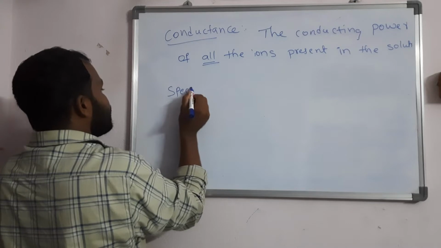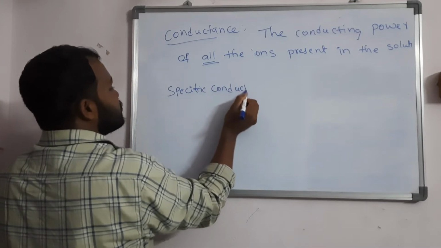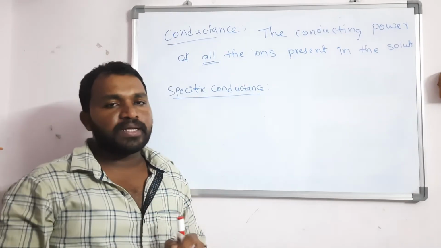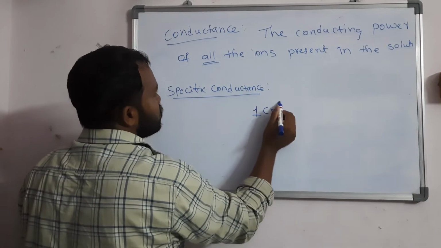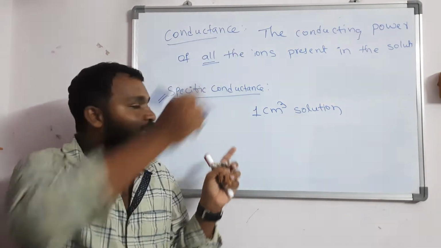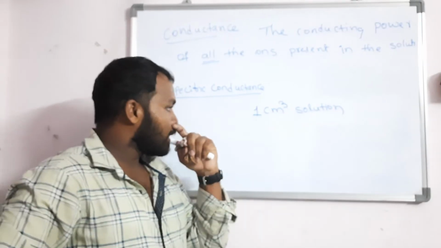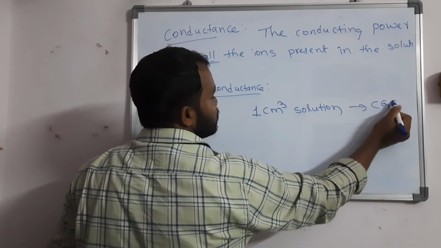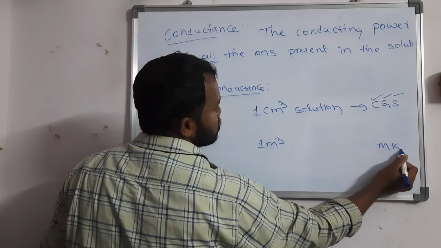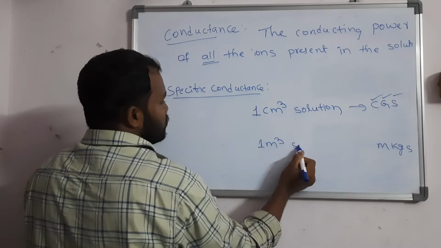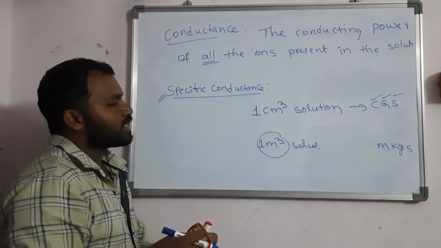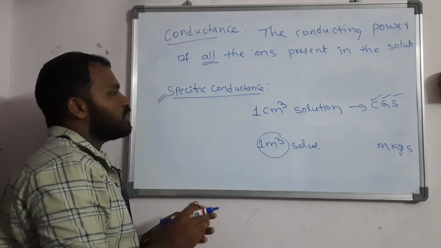Next, specific conductance. Same definition but per unit area. So the conducting power of all the ions present in 1 cubic centimeter of solution is called specific conductance, in terms of CGS units: centimeter, grams and seconds. If you want to write the same definition in MKS, meter, kilograms and seconds, the conducting power of all the ions present in 1 meter cube of solution is called the specific conductance. These are the definitions of conductance and specific conductance.